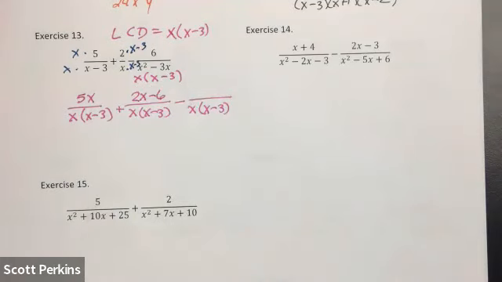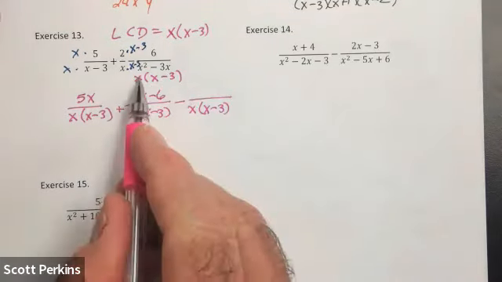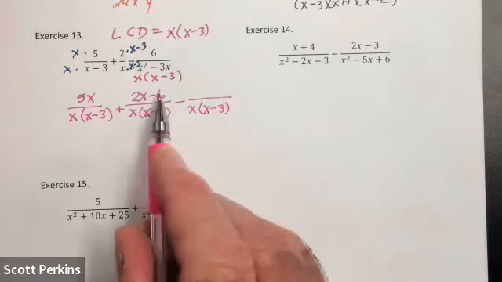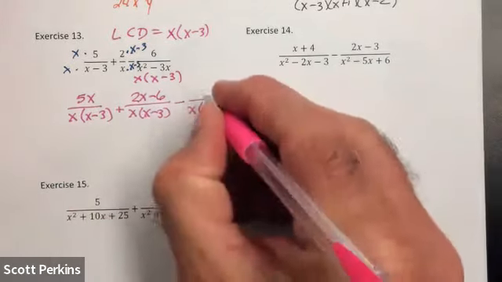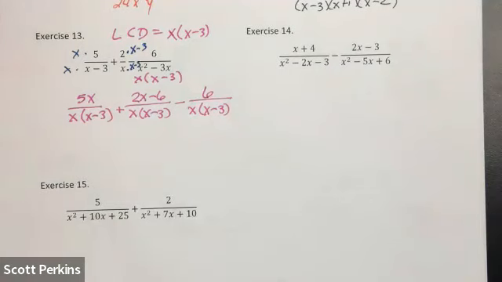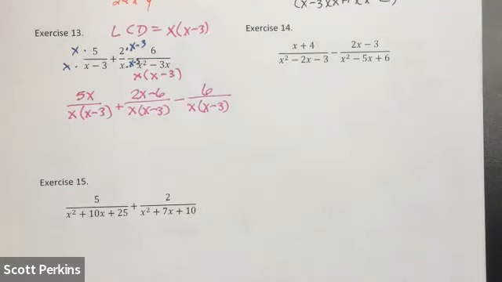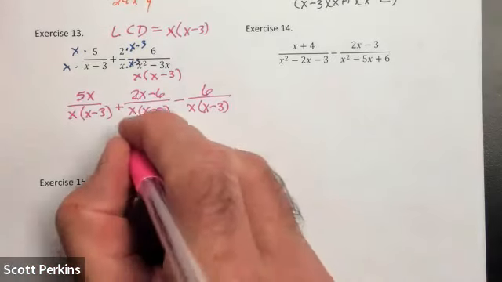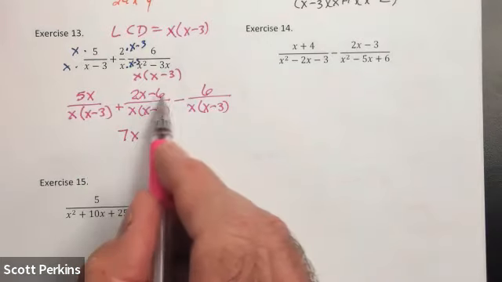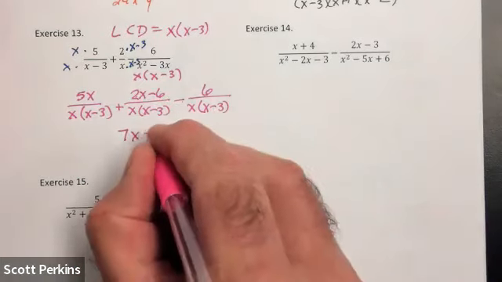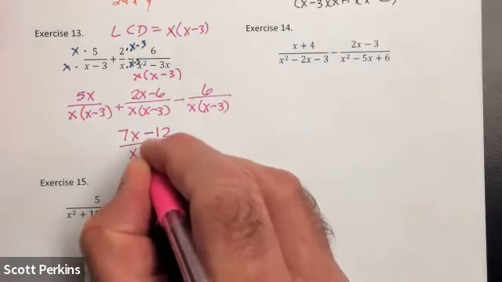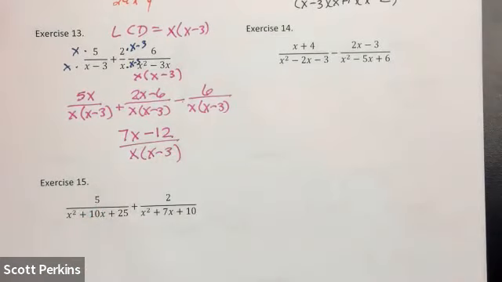The good news about the third one is the third fraction already has both the x and the x minus 3, so I don't have to do anything to the third one. So its numerator is going to stay 6. There's nothing to do to that one. Again, that's the hard part of the problem. That is difficult, okay? That's the part that's going to take you the most practice. But once you do that, now it's just collecting like terms. So I've got 5x plus 2x, that's 7x. Then I have negative 6 minus 6 more, that's minus 12 over x minus 3.